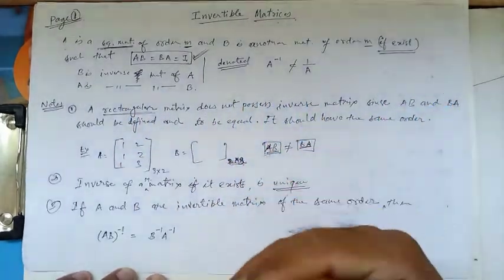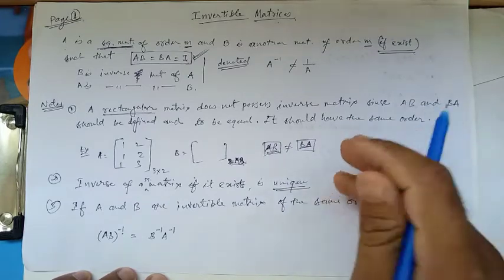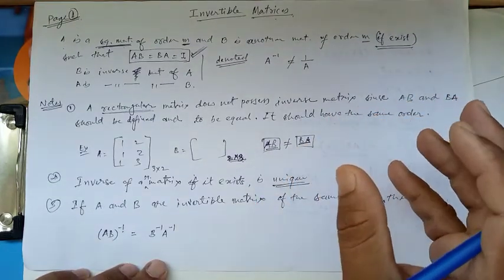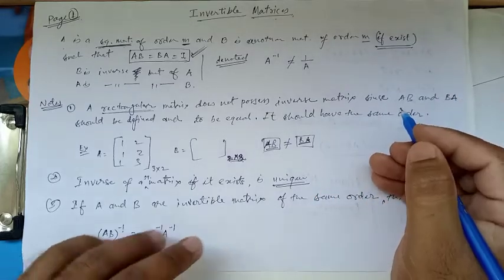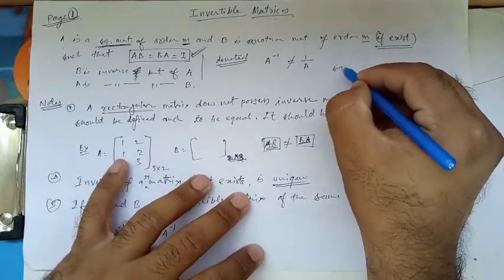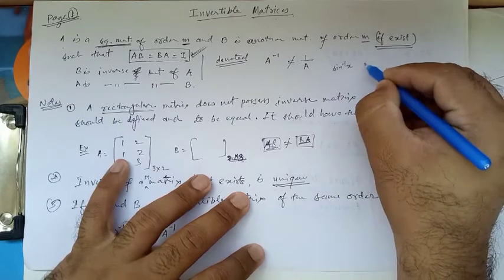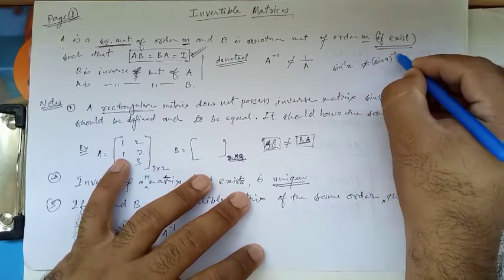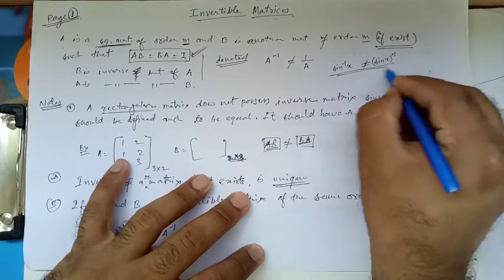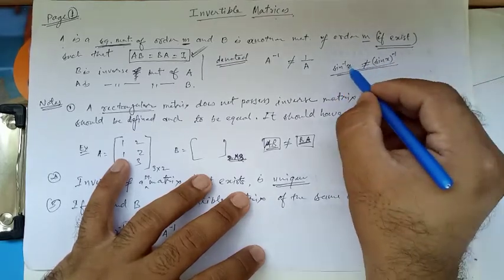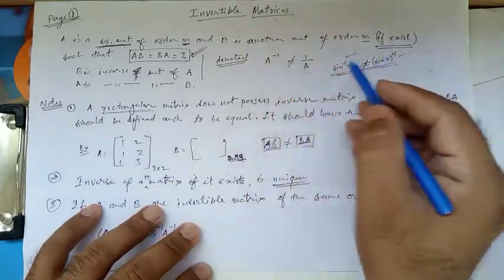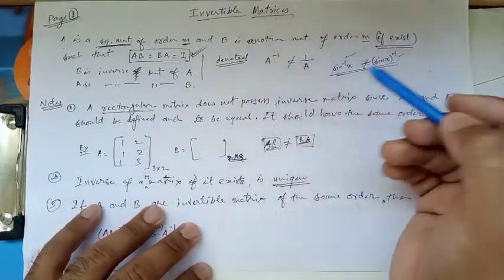Just like sine inverse is a different thing from sine theta to the whole power of -1. For example, sine inverse x is not equal to sine x to the power -1. These two things are different. This is inverse and this is reciprocal, so here this is not equal, it is just like that.